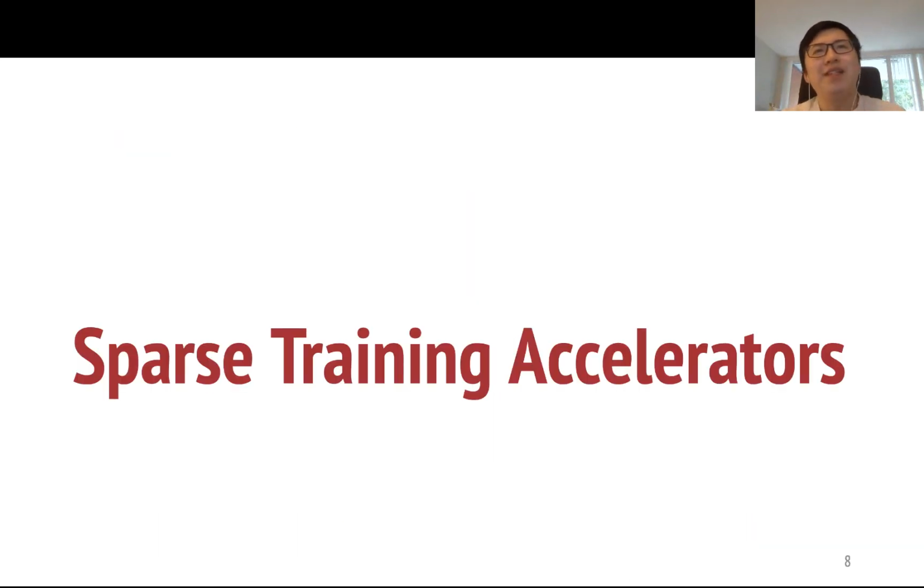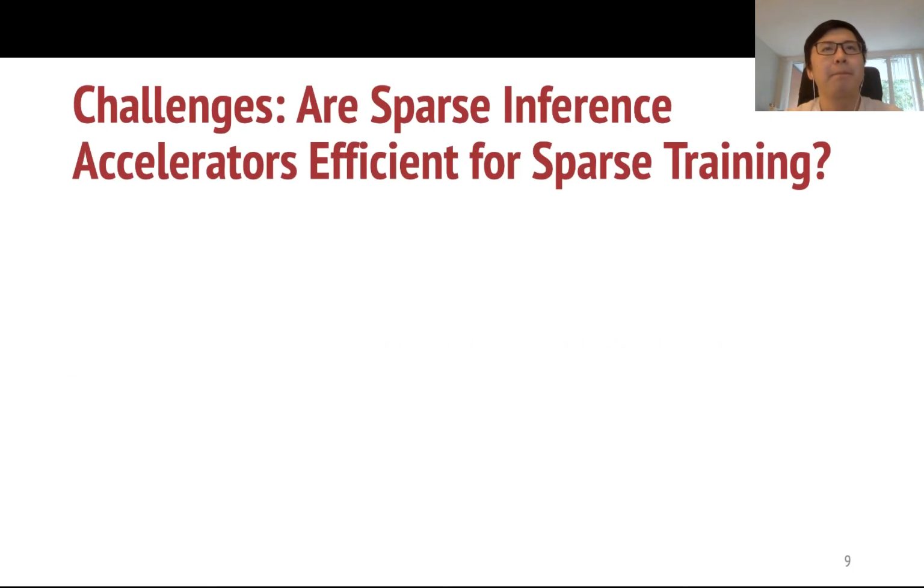Now, we have successfully adapted the sparse training algorithm to be more hardware-friendly and energy efficient. Let's switch gears to discuss how to develop efficient hardware accelerators for sparse training. A natural question that we want to ask ourselves is, are sparse inference accelerators efficient for sparse training? The answer is no, for the following two reasons.